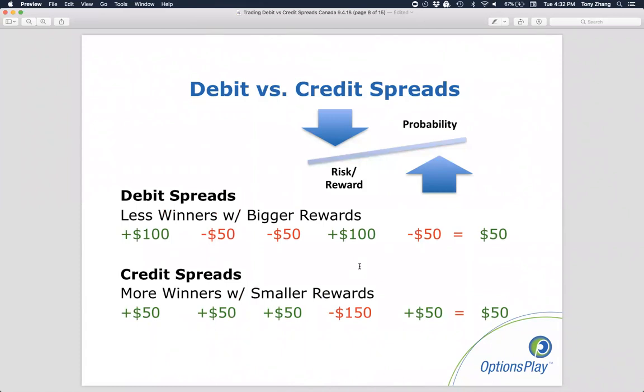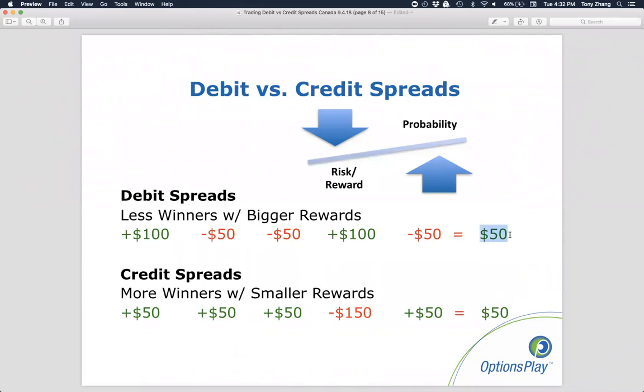So what I wanted to do is also illustrate kind of what it feels like to be a debit versus credit spread trader. So like I said, when you're trading debit spreads, you're going to have less winners, but you're going to have bigger rewards. So here's 5 trades that show what it might look like to be a debit spread trader. You might have 5 trades where 3 of them actually lose money and you're losing $50 on each trade, and you only have 2 trades where you're making money, but you make $100 on that trade, and your end result after 5 trades is you make a $50 profit.